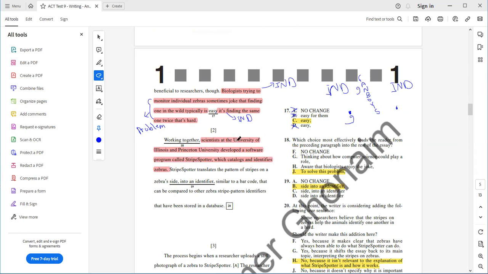Working together, scientists at the University of Illinois and Princeton University developed a software program called Stripe Spotter, which catalogs and identifies zebras. So here is how to solve this problem. Can we say working together is better? It can be. But is it better, or is solving this problem better? Engineer Adam, which one is better for you, working together or solving this problem? If you want to connect both of them together, as he said here.